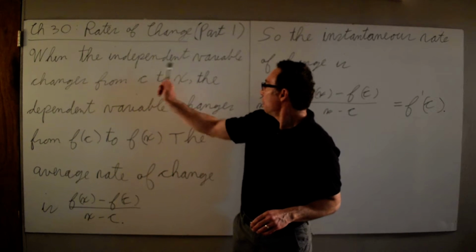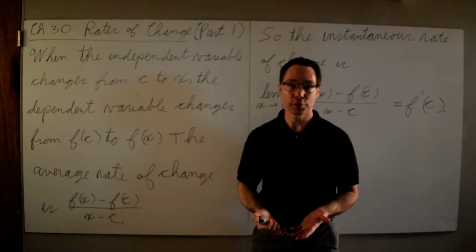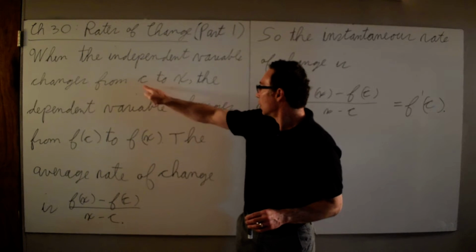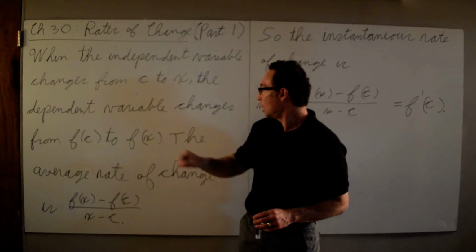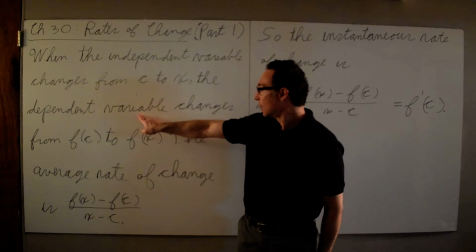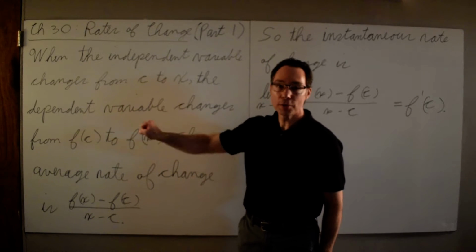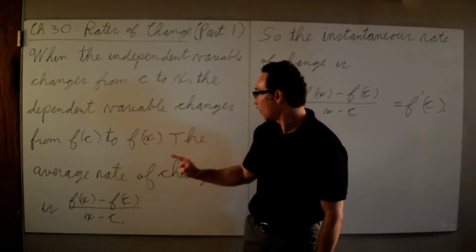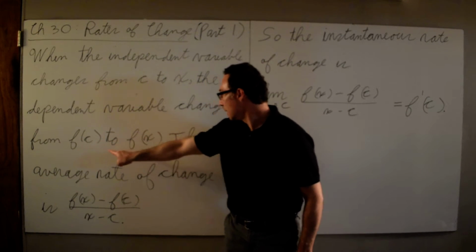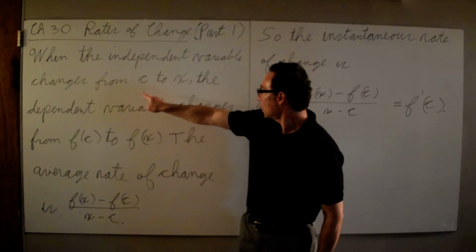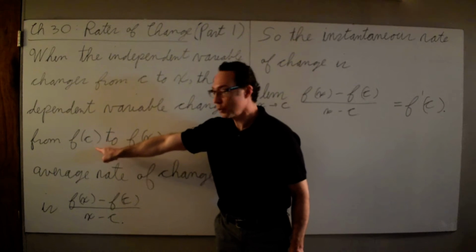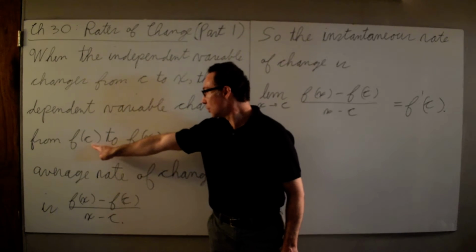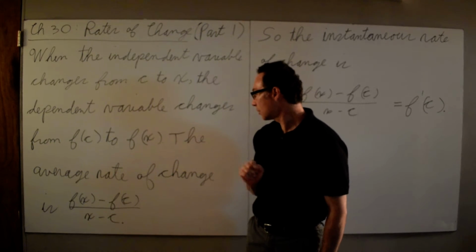So when the independent variable, that's what we usually call the x variable, the thing you plug into the function, changes from c to x, then the dependent variable, that is, say, y equals f of x, so y is the variable that depends on the function, changes from f of c to f of x. So we start with c and its function value. c then changes to x. The function value now changes from f of c to f of x.